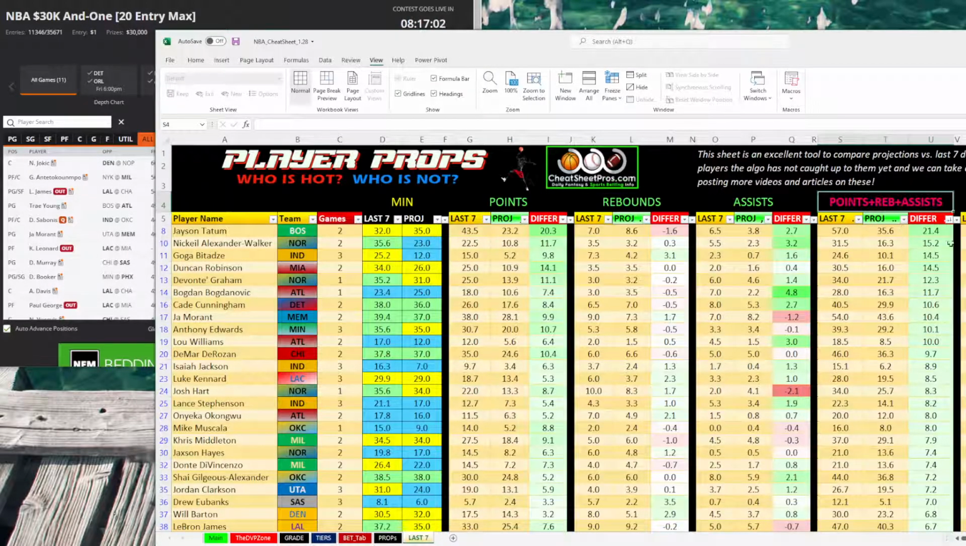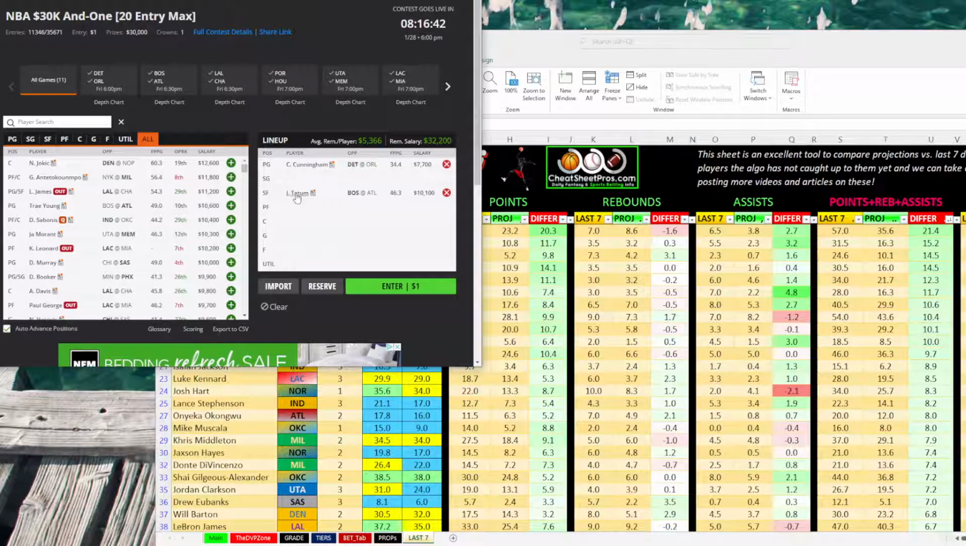So when I come in here to the PRA, we sorted it high to low in the difference column. So we can see Jayson Tatum, he's projected at 35.6 points, rebounds, and assists. And he's averaged 57 over the last week, but it is only 2 games. So I want to look at the minutes and make sure they're about the same, which we know Tatum, he's a main guy. He's going to be on the floor. So that's a guy we want to go look at.